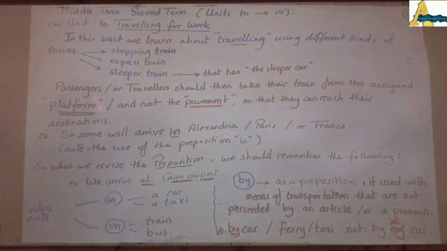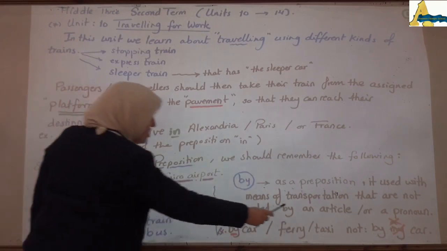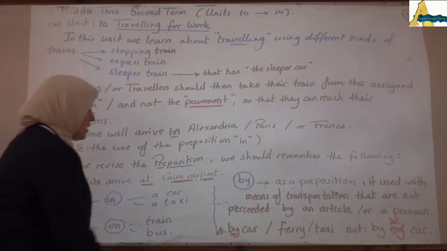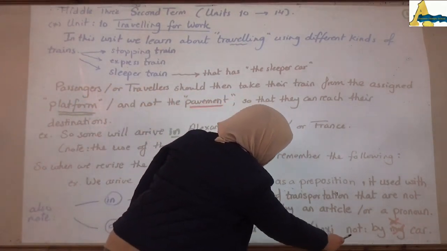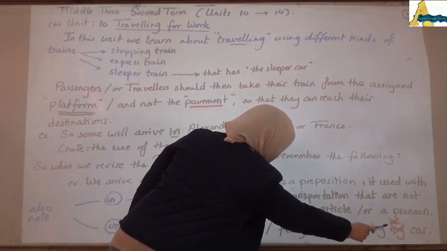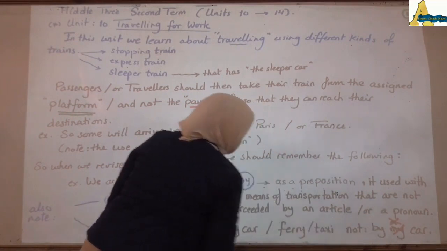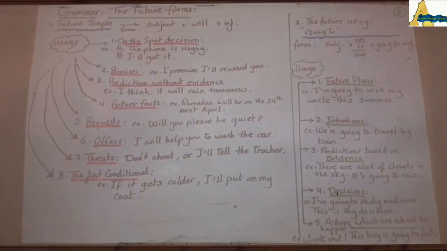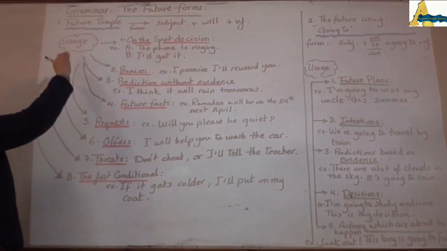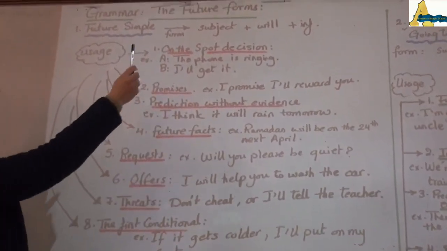By as a preposition, it is used with means of transportation that are not preceded by any kind of article or pronoun. By car again, ferry, taxi, not by a or my car. These are not supposed to be used here with the preposition by. Then, the grammar that we have explained in the unit are the future forms.